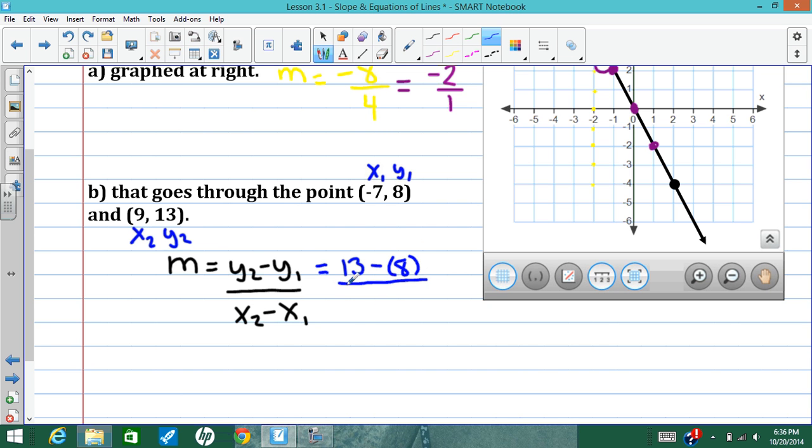So you should double check your work when you're doing things like this. And my x2 is 9 minus negative 7. Now we have it in the right spot. So I end up with 5 on top. 9 minus negative 7 gives me a positive 16. And I can't really simplify that fraction, so my slope of the line that goes through those 2 points is 5 over 16.